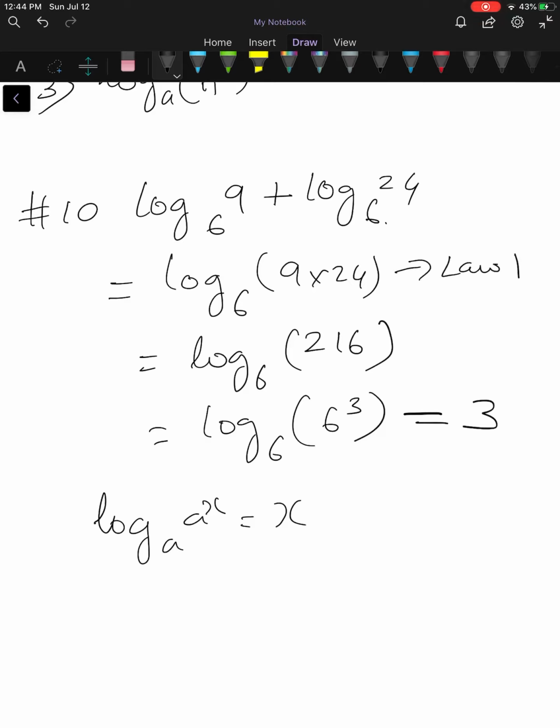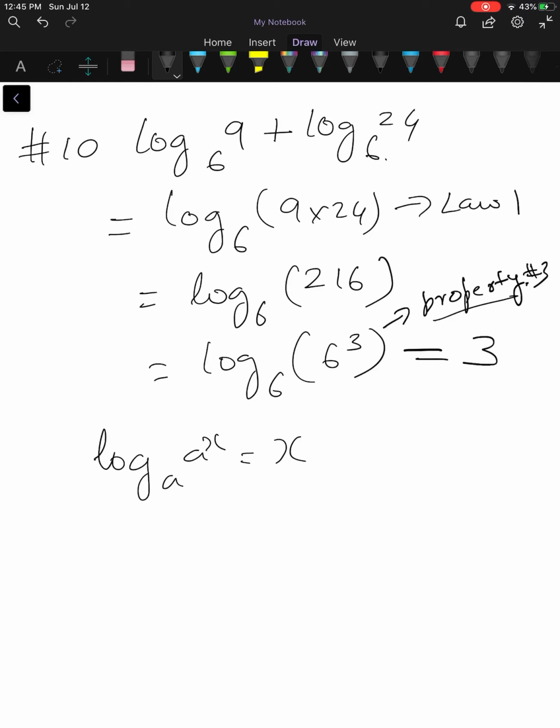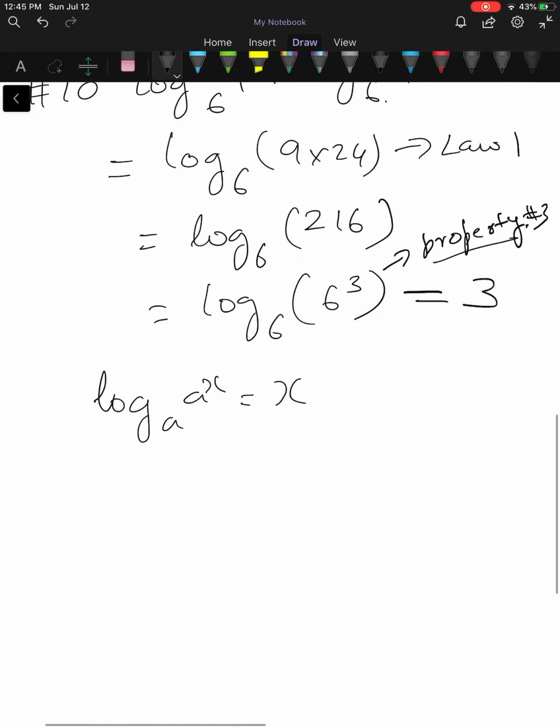Okay, so now you applied law 1 here, and you applied property 3 that you learnt in the section 4.3 part 1 video. So you applied that property number 3 for this step. Okay, so let me do another problem for you. So this is problem number 14.